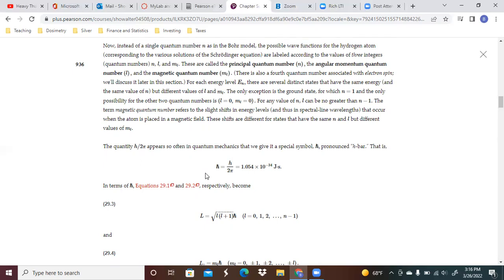The only exception is going to be the ground state, for which n is equal to 1, and the only possibility for the other 2 quantum numbers is L is equal to 0 and M sub L is equal to 0. So for any value of n, L can be no greater than n minus 1. The term magnetic quantum number refers to the slight shifts in energy levels that occur when the atom is placed in a magnetic field. These shifts are different for states that have the same n and L, but different values of M sub L.